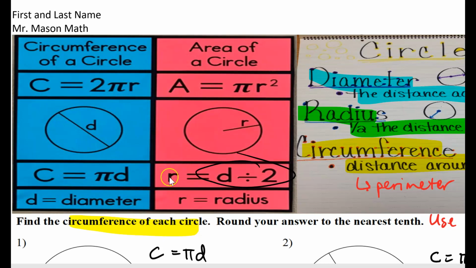Okay, if I give you the diameter and you need to find a radius, just take that diameter and divide it by 2. Also, if I give you a radius and you need a diameter, just take that radius and multiply it by 2. All right, so let's get into today's.